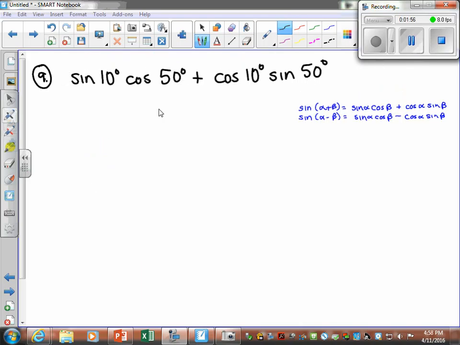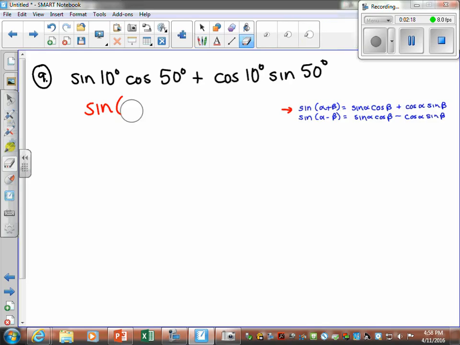Okay, one more time, you flip back to your first page and you look over all your formulas, and it's sine cosine plus cosine sine. So that's sine cosine plus cosine sine. Okay, so then it's going to be this first one, which is sine of alpha plus beta. Now let's label alpha, beta, alpha, beta.